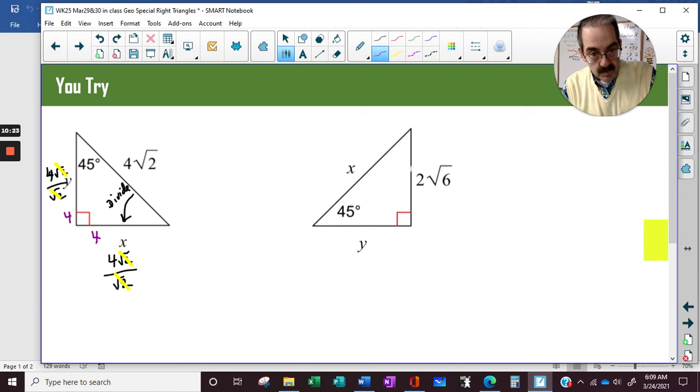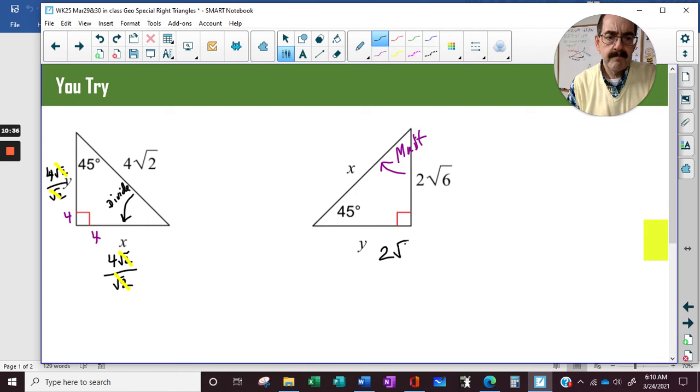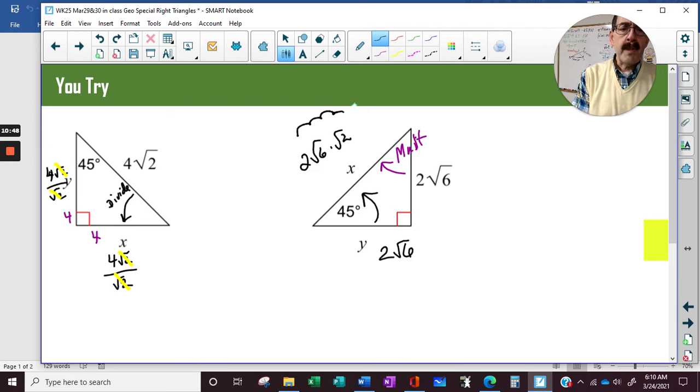Now, this one, we're going to go toward the hypotenuse. That means we multiply. So hopefully you did that. It was a square, so we know the sides of a square are the same. And then we multiply. So now we have 2 radical 6 times radical 2. Now let's go a little bit further on this, using our new skills from last week.